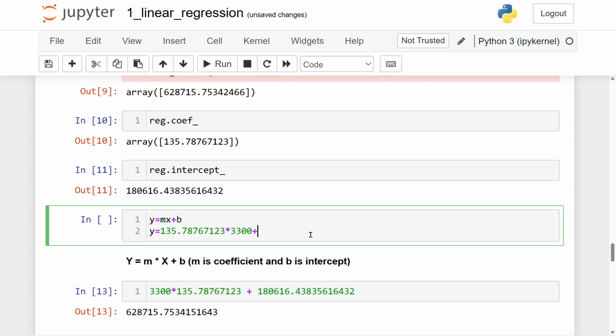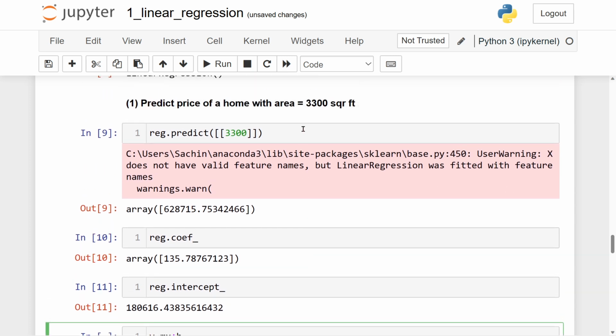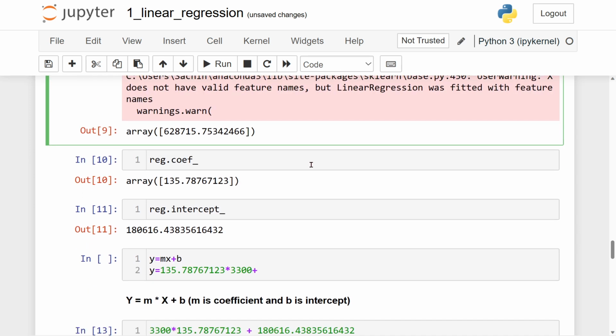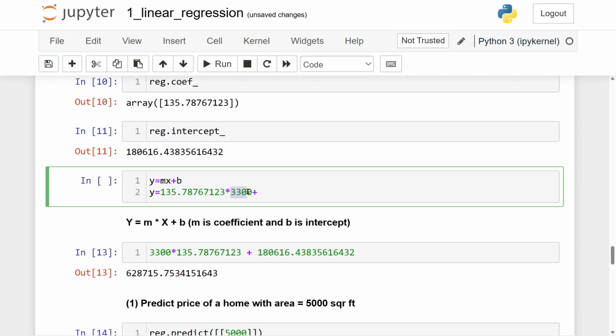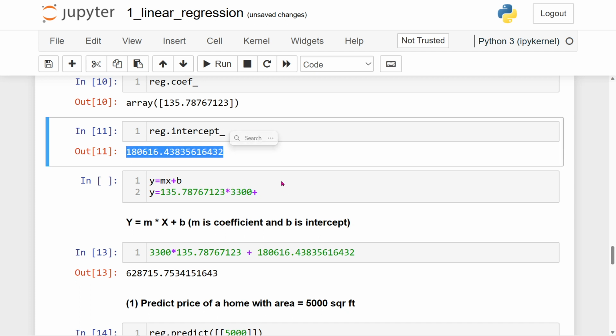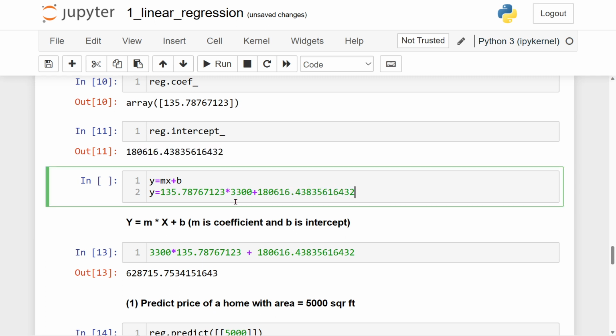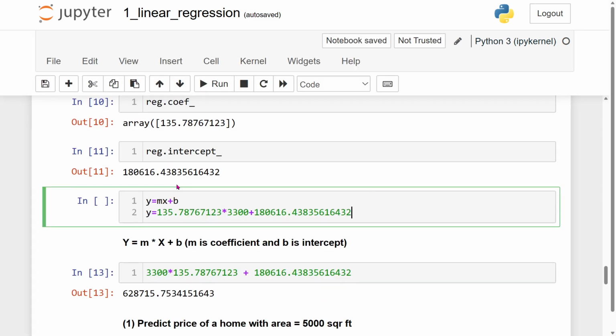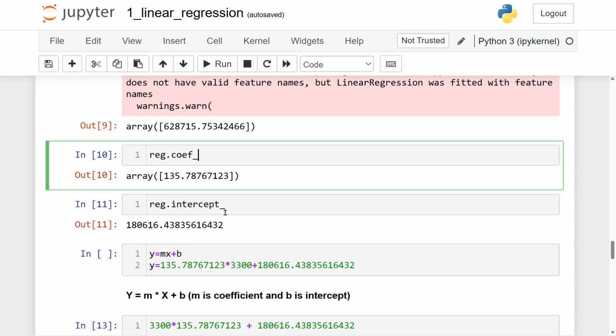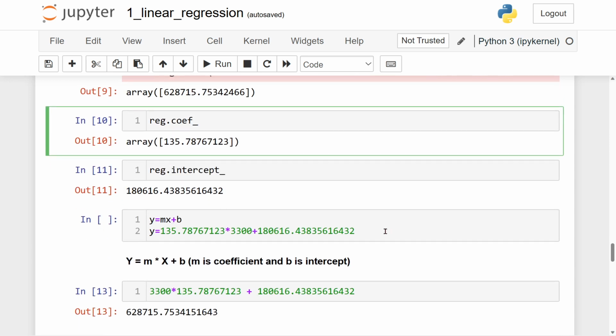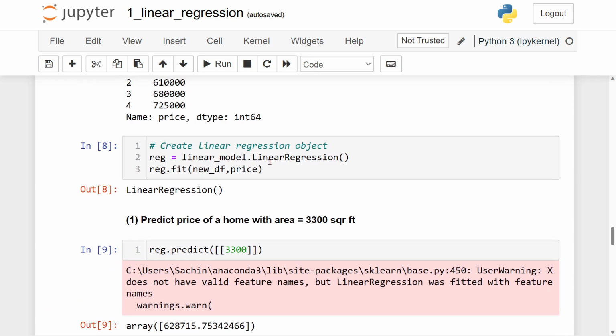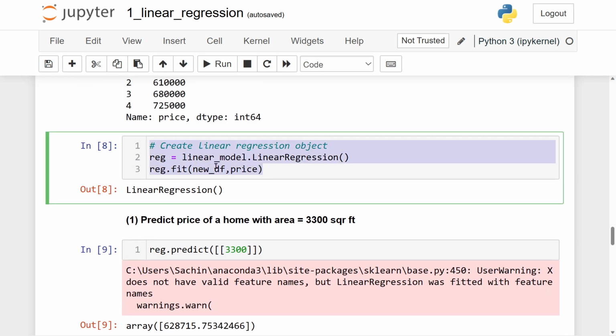So the 3300 square feet, the area whose price you asked me to tell, will be the area part here, the x value. What is the intercept value? This calculation is giving the intercept as this value, right? Can you see this one? So I am just replacing my m value and my b value here, which is automatically calculated by this library's linear regression class object.